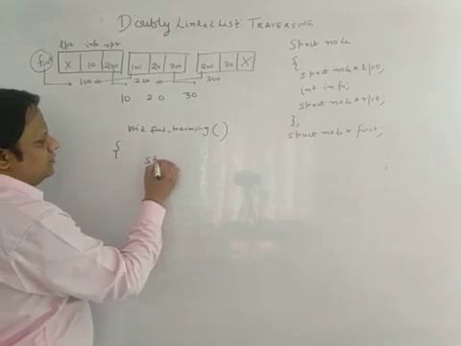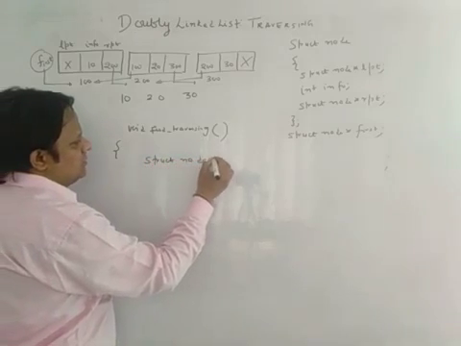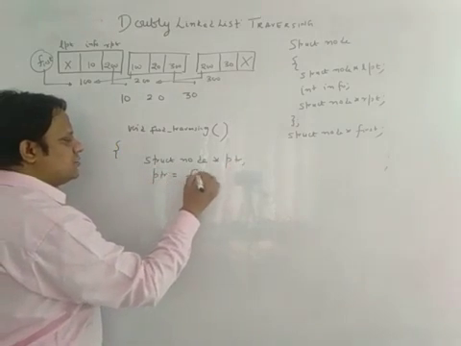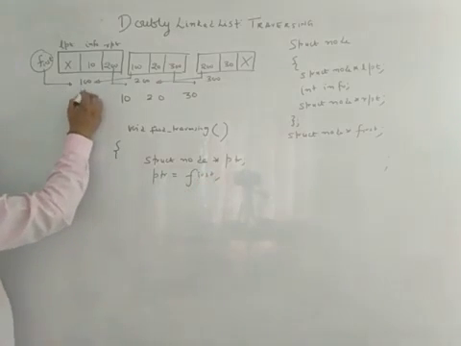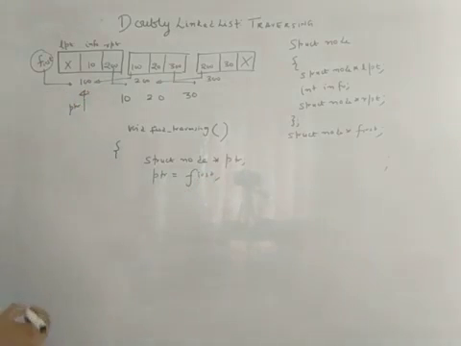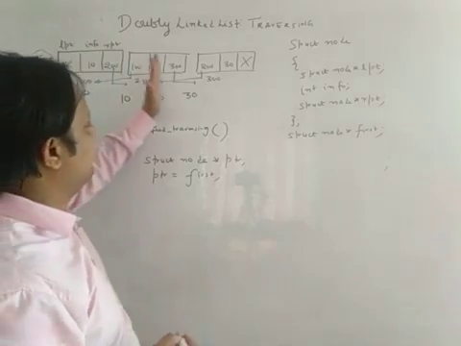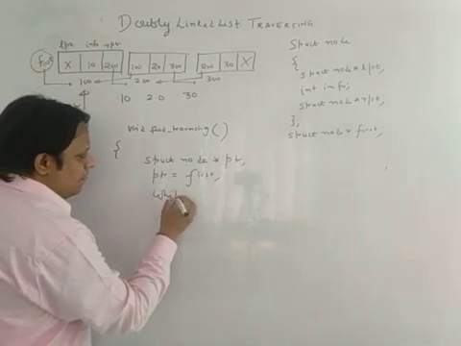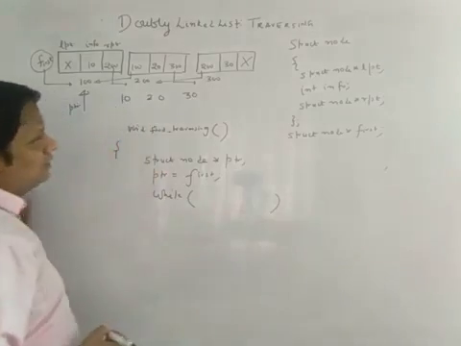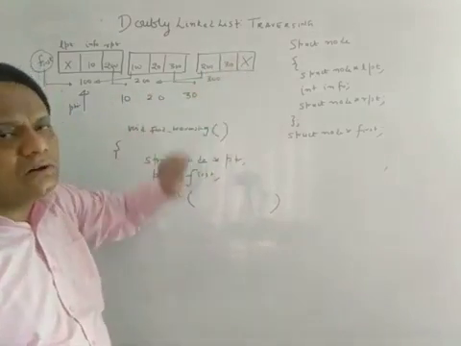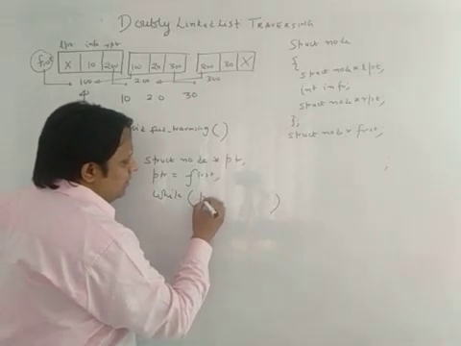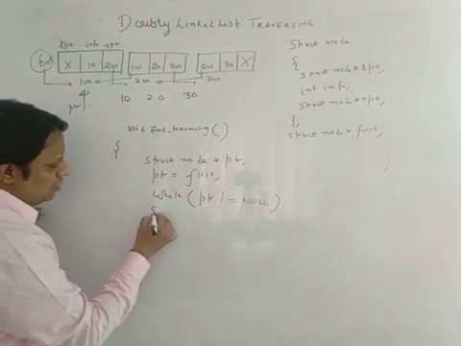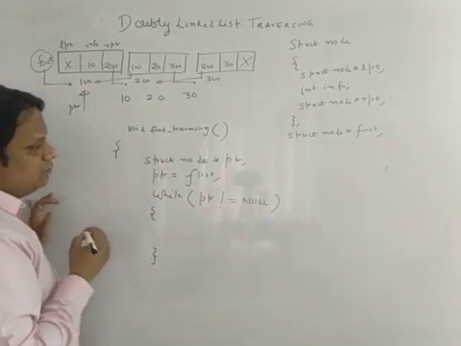I am taking a pointer, struct node star ptr. I am assigning the address of the first node to this pointer. So this is my ptr. Now I want to print the values 10, 20, 30, so I require a loop. I am running a while loop, and I have to run it till the ending of the linked list. Ending denotes null. So I will run the loop while ptr not equals to null. If my ptr is not null, then I will print the values.